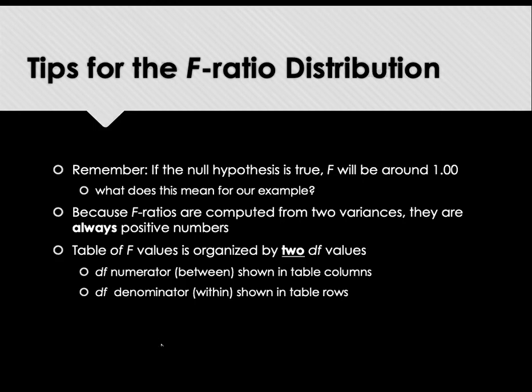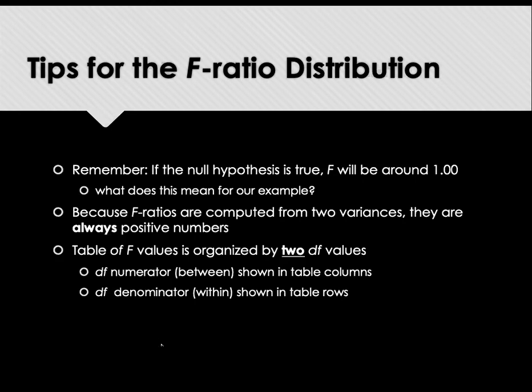Because F ratios are computed from two variances, they are always positive numbers. There's never going to be a negative variance. F is equal to between over within variance, right? Between treatment variance over within treatment variance. Neither of those figures is going to be negative, so it would be impossible to have a negative F value. If you ever have a negative F value, something has gone very wrong. It is not possible.